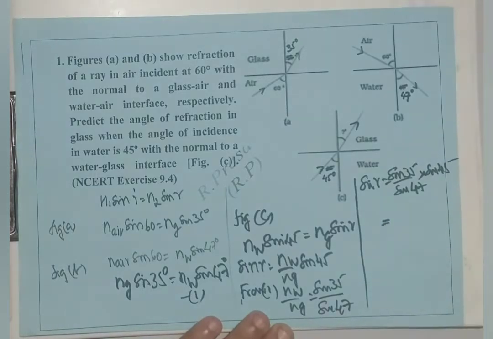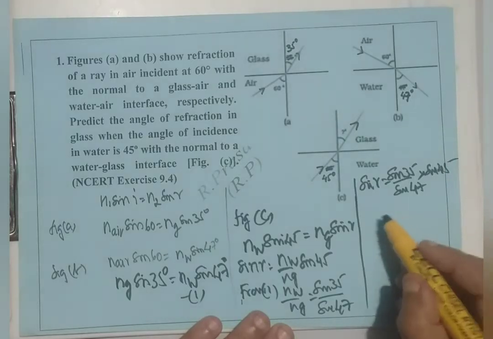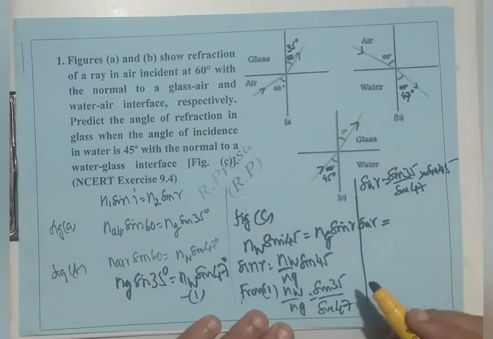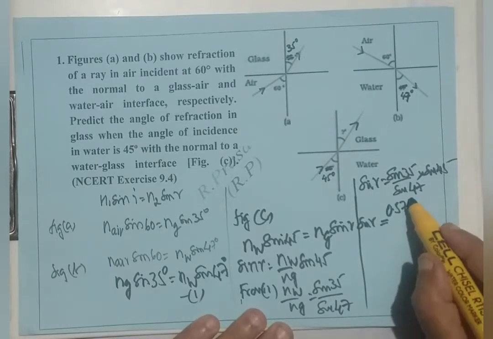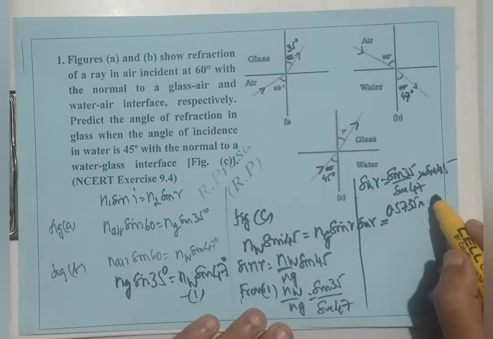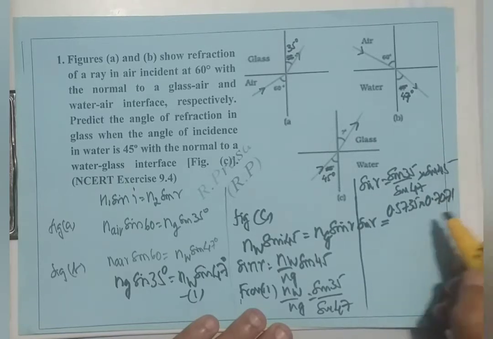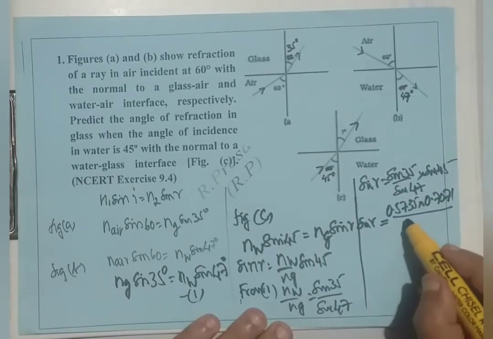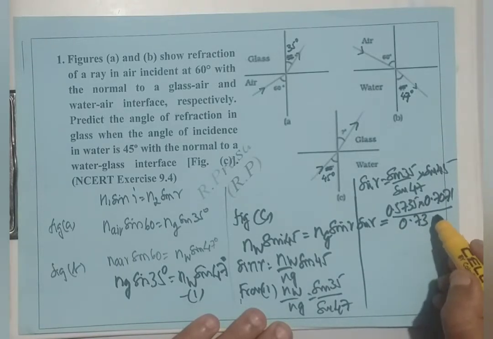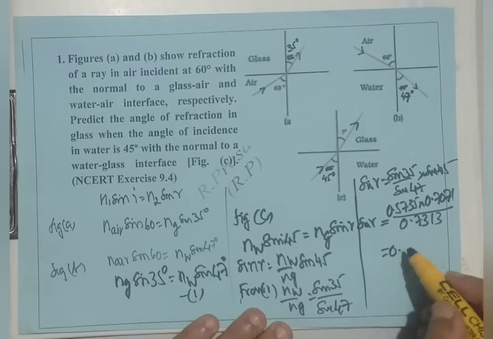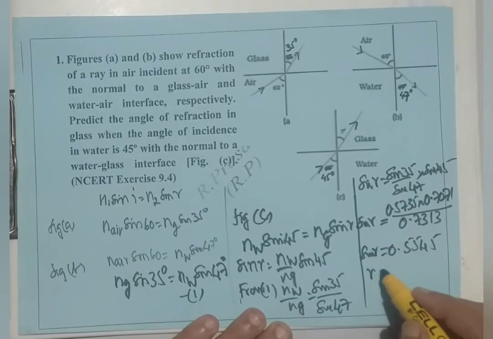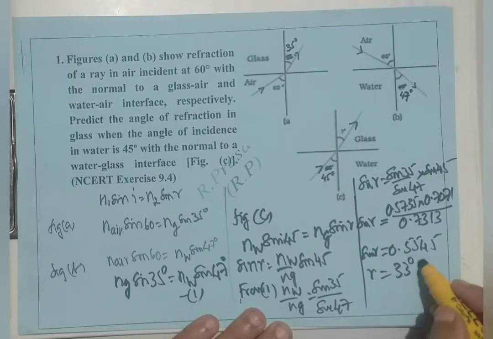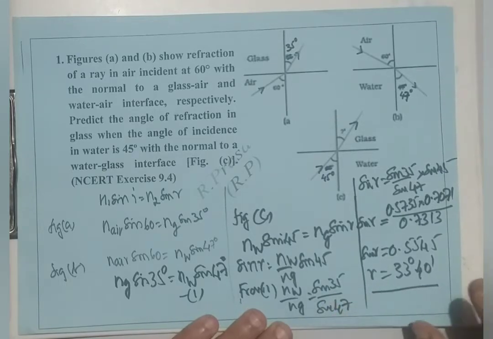Substituting all these values, we get sin R as sin 35, 0.5735, into sin 45, 1 by root 2, 0.7071, divided by sin 47, which is 0.7313, which amounts to 0.5545 for sin R. Therefore, R is 33 degrees 40 minutes. That is the angle of refraction.